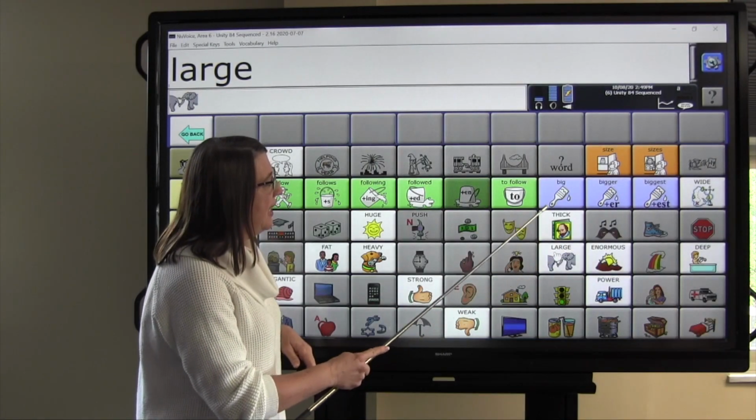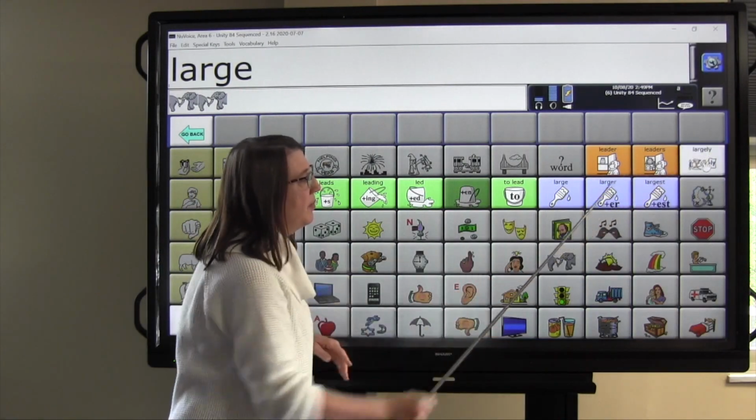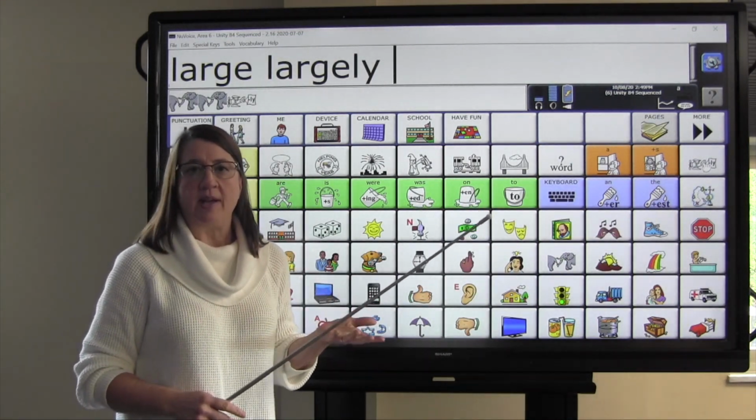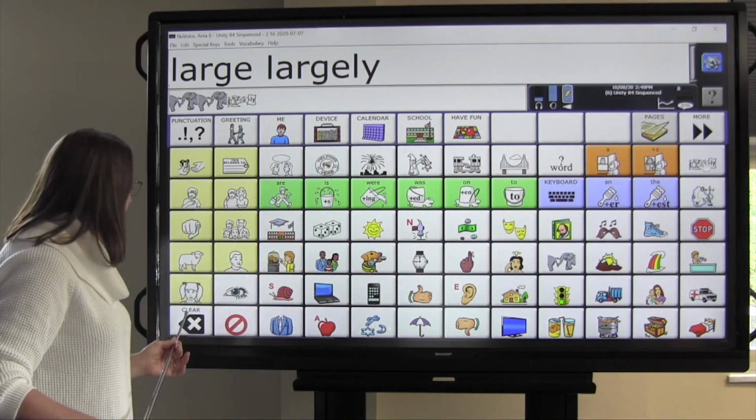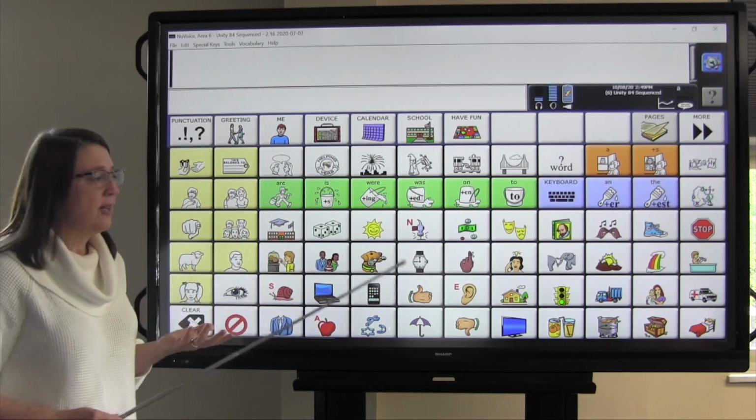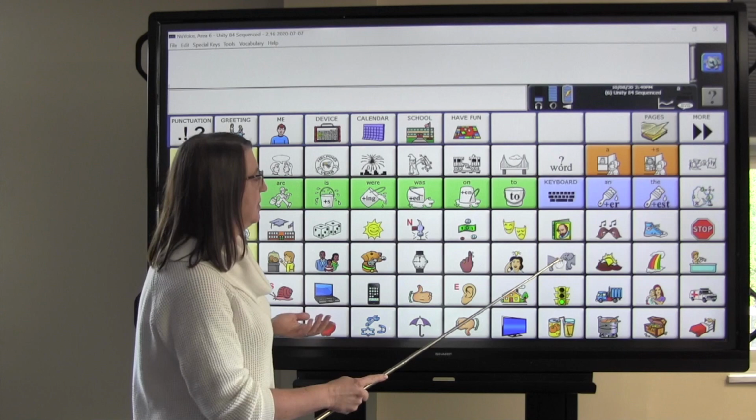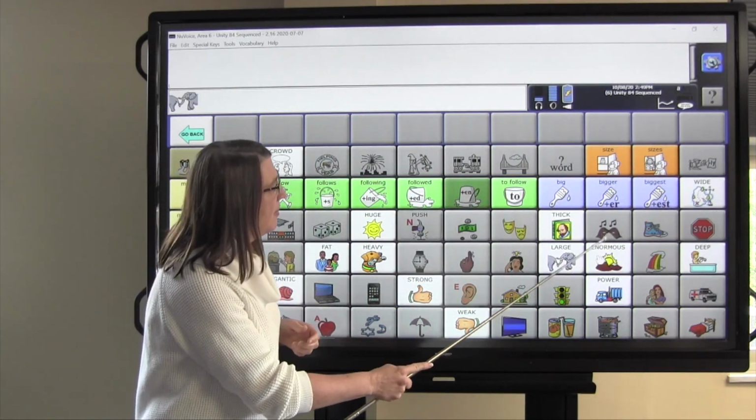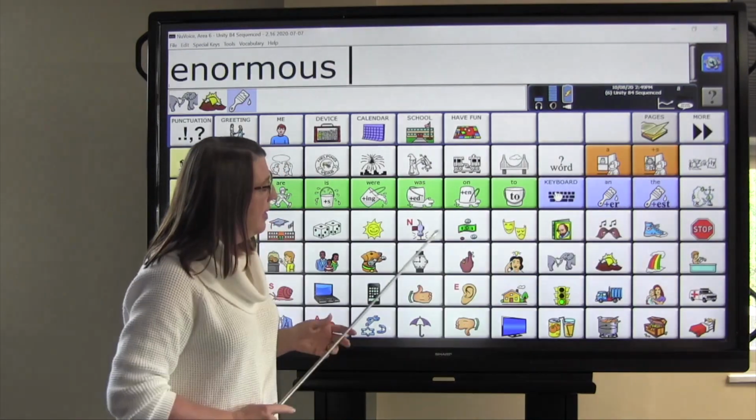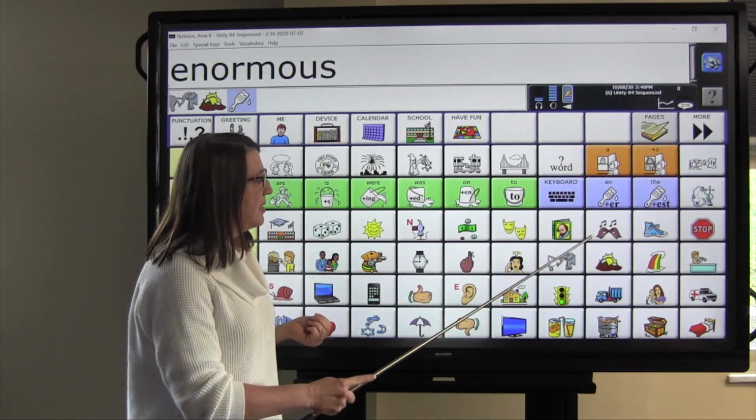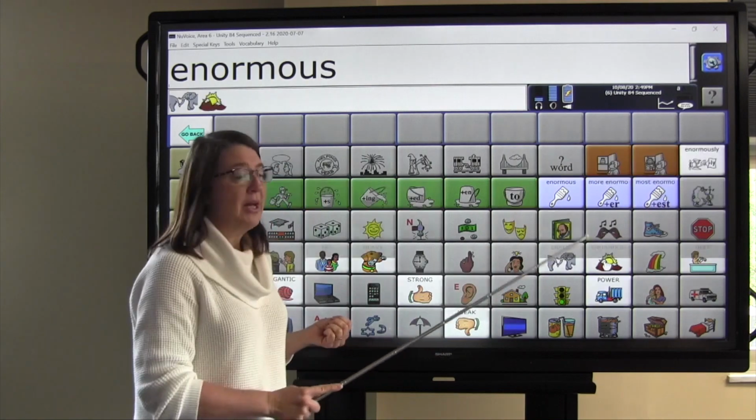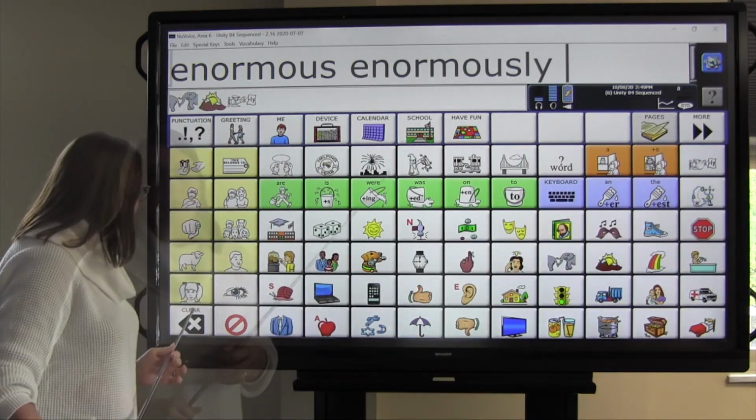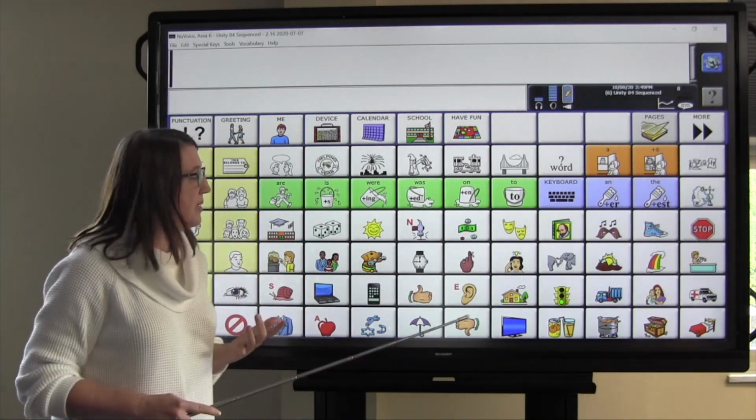I can also say largely. Because remember, if there's an adjective that we can add an ly to and get an adverb, then that'll be in the system as well. So let's take a look at another one. Let's do enormously, or enormous. Let's do enormous first. Those mountains are enormous. Enormous. But I could select elephants plus the mountains plus adverb to say enormously.